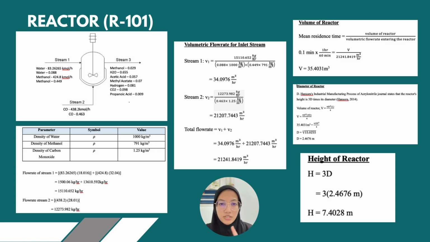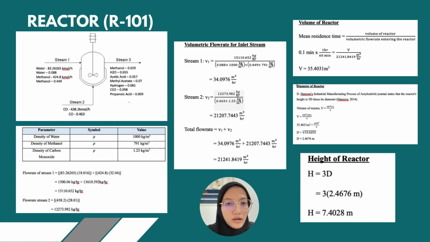So for stream 1, the flow rate for stream 1, we divided it with the composition of water times with the density of water plus the composition of methanol times with density of methanol. So we get the volumetric flow rate for stream 1. So same goes with stream 2, and then we plus both volumetric flow rate in order to get the total flow rate for inlet stream.